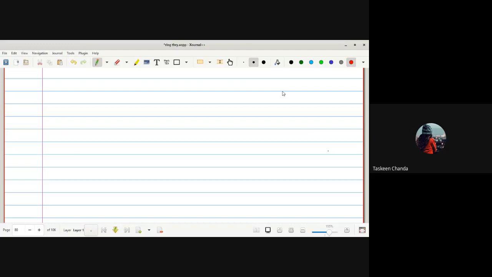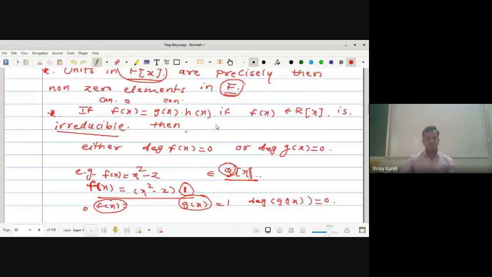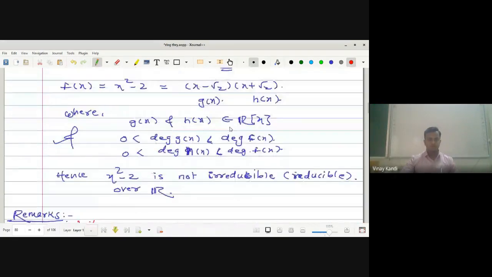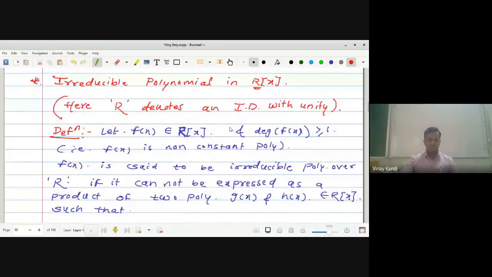In the previous lecture, we've seen what an irreducible polynomial is. What is the definition of an irreducible polynomial? Let f of x belong to R of x and the degree of f of x be greater than or equal to 1, that is, f of x is a non-constant polynomial. If f of x is a constant, then its degree is 0. Then f of x is said to be irreducible.